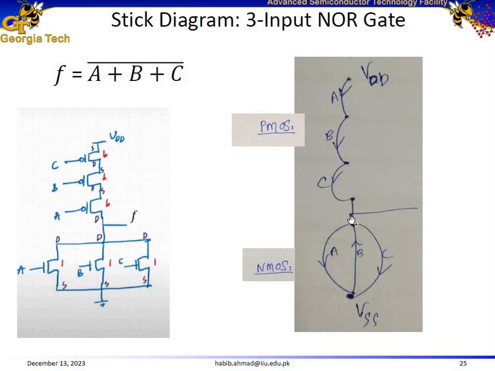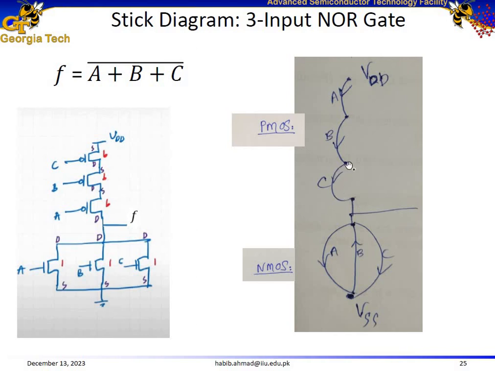Then for the pull-down network, we need to make sure that the same Euler pattern exists for the pull-down network as well. So we go through this edge, and then we traverse through B, and then we traverse through C. So the ABC pattern also exists for the pull-down network. Since ABC exists for both the pull-up network and pull-down network, this is one Euler solution for this circuit diagram. This is one Euler path.